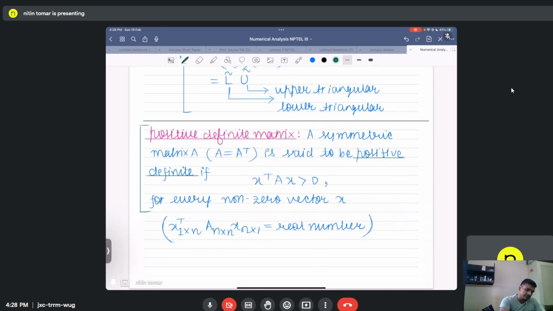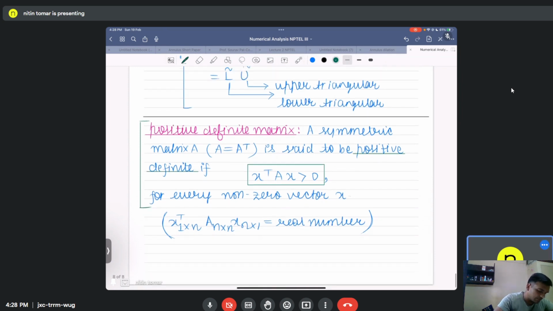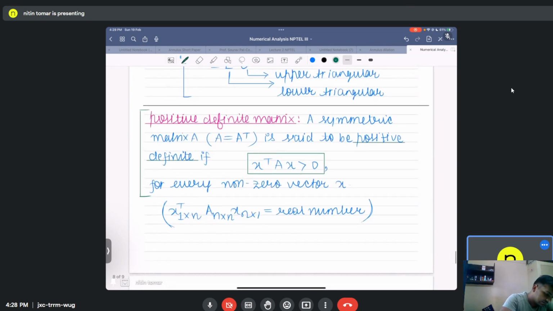Sir, I am also confused, sir. What is the confusion? You just check whether x transpose Ax is positive for every matrix or not, okay? Okay, I'll give you one example. Suppose one real value is positive, then is matrix A positive definite? No, for every x, this value should be positive. This value should be positive for every non-zero vector x, okay?